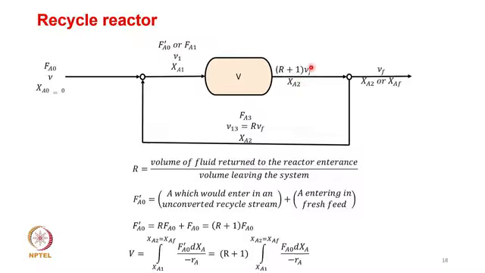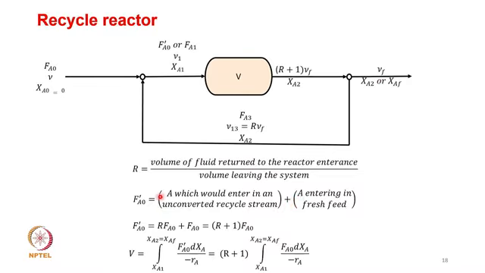R times Vf would be the volumetric flow rate with the conversion of XA2. Why is it R plus 1 times Vf? Because the final output is Vf and R times Vf is recycled back. So this will be R plus 1 times Vf. XAF or XA2, you replace it as your final conversion. So how do we define the value of R, which is the recycle ratio? Recycle is the volume of the fluid returned to the reactor entrance. So here this is the reactor entrance, and this is the volume leaving the system. What is the fraction of the volume that is returned back compared to the volume leaving?